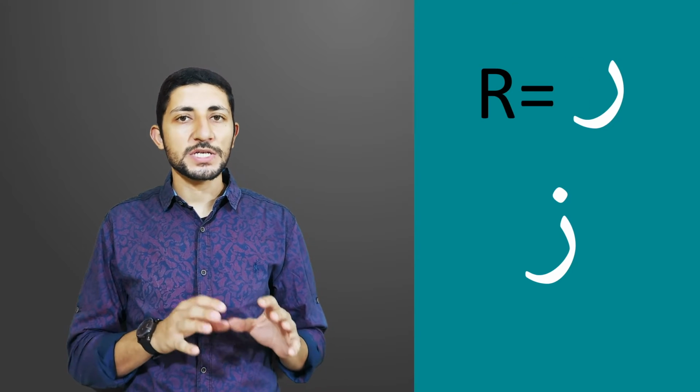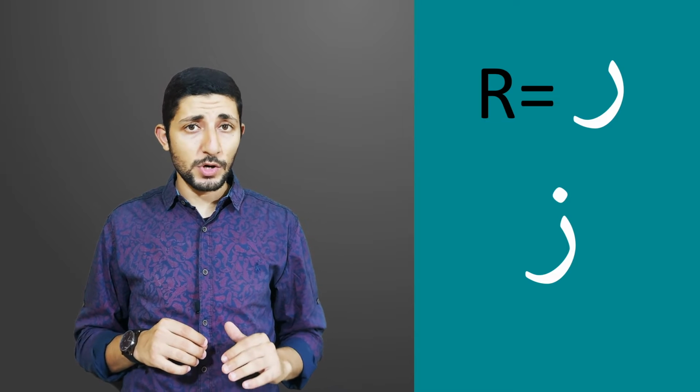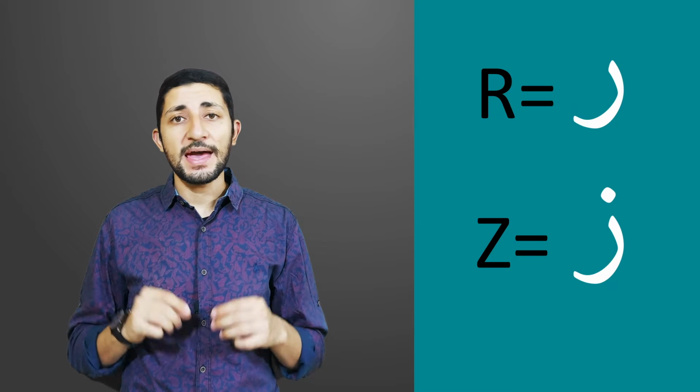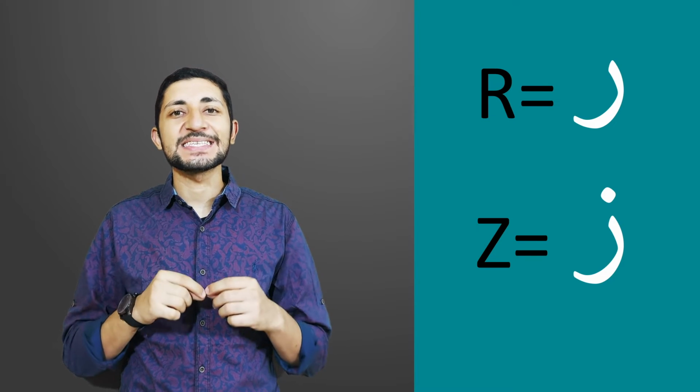The next group contains these two letters. Both of them are easy and have equivalent sounds in English. The first one, ra, ra, normal R sound in English. While the second one, z, z sound, z. And this one, I never bring my tongue out of the mouth, z, z.